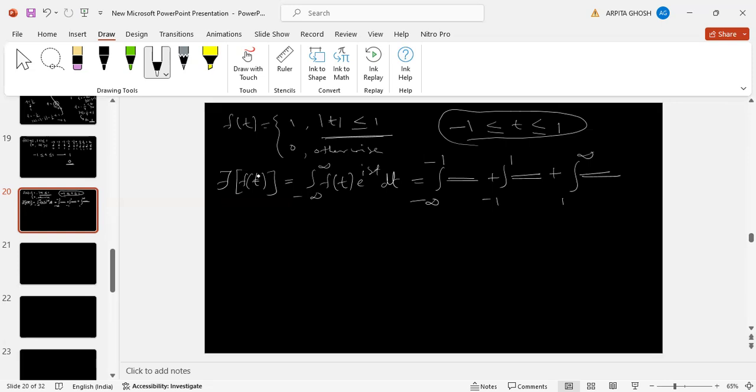One is from minus infinity to minus 1. Second one is from minus 1 to plus 1. Third one is from plus 1 to infinity. Now in the first range, that is from minus infinity to minus 1.